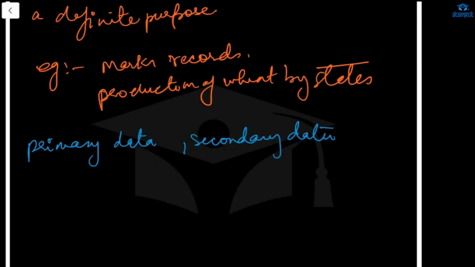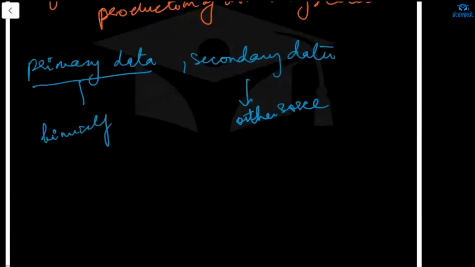Ma'am, primary data is when we collect something on our own. And secondary data is when it is already given somewhere else, in a tabular form. Actually, primary data means that we have collected the data ourselves. Secondary data means we have got the data from somewhere, from another source. Primary data is from ourselves, and this is from another source.